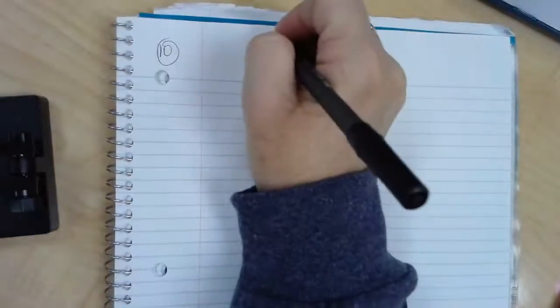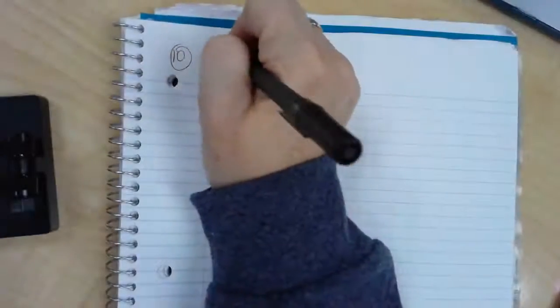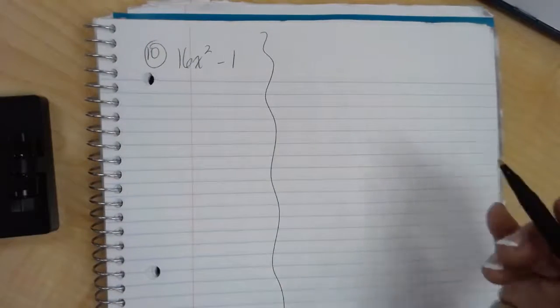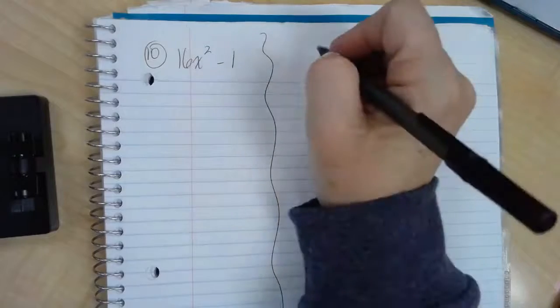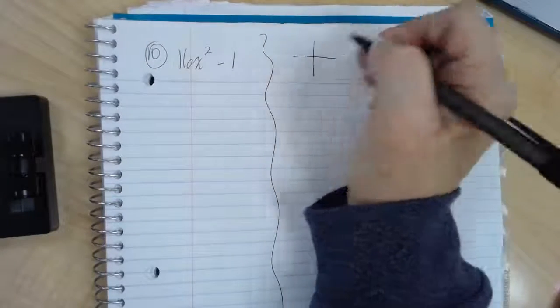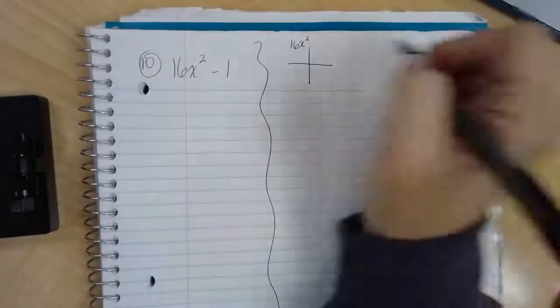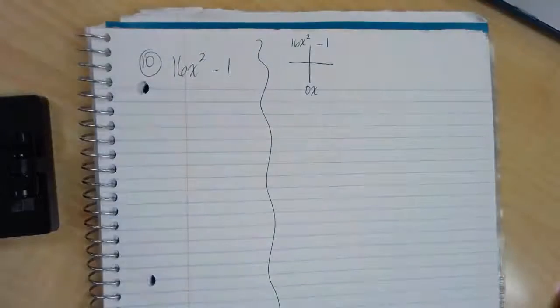So now we're going to go on to number 10. Go ahead and set up my paper. And we get 16x squared minus 1. So this is very similar to the last one. It's a binomial. There's no GCF. So I'm going to go ahead and set up my t. And I get 16x squared up here, negative 1 here, and 0x there.